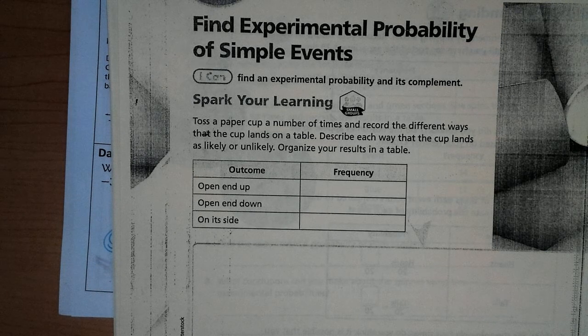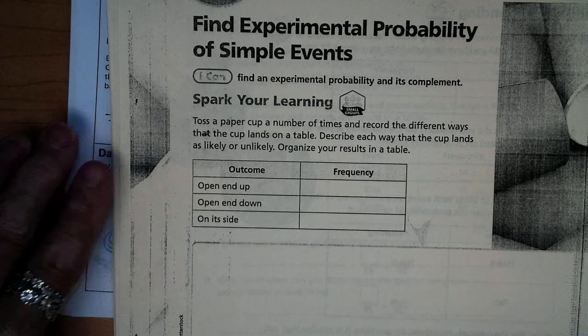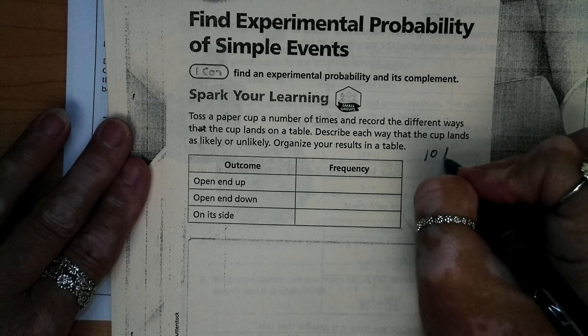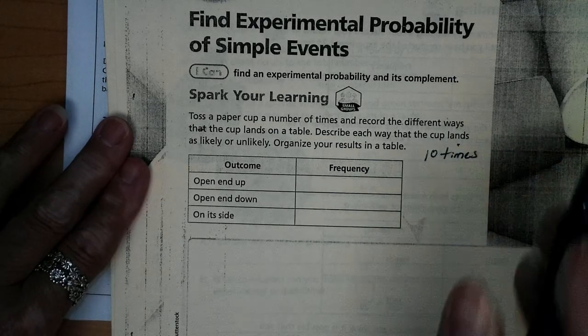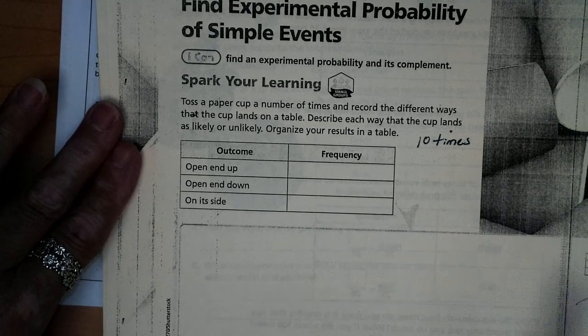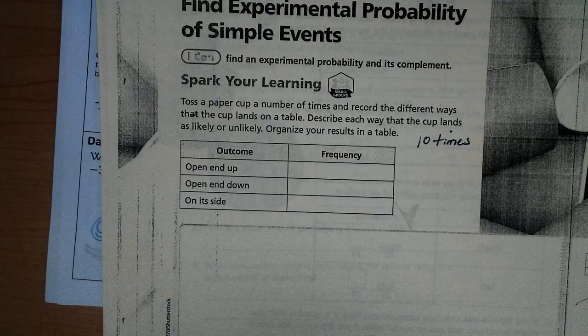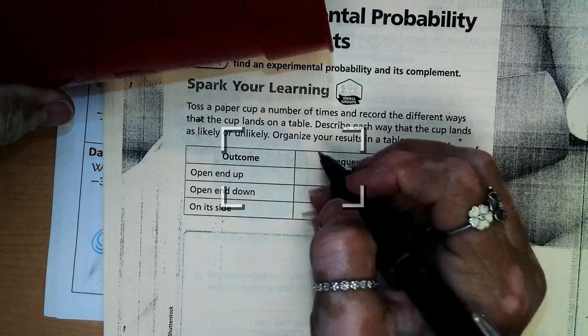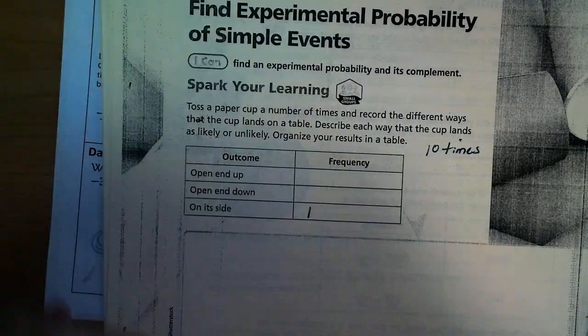How many times does it say? Okay, it doesn't. So we're going to do it 10 times. So my total outcomes should be 10. All right, so I'm going to flip it, and it lands on its side. So on its side. Okay, I'm going to flip it again.